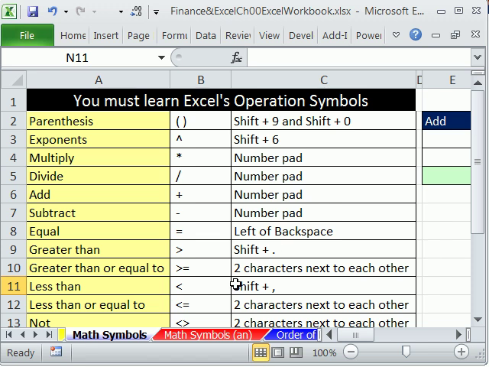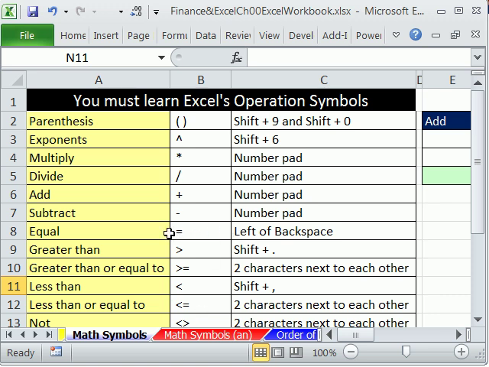Hey, in video number 3, we want to talk about math symbols, and then we want to talk about the order of operations for calculating formulas in math and Excel. Hey, we're going to have to use lots of parentheses in this finance class. Exponents, caret, which is shift 6, multiply, which is asterisk on the number pad, most convenient, / is division, add, subtract. We may even have to use comparative operators.